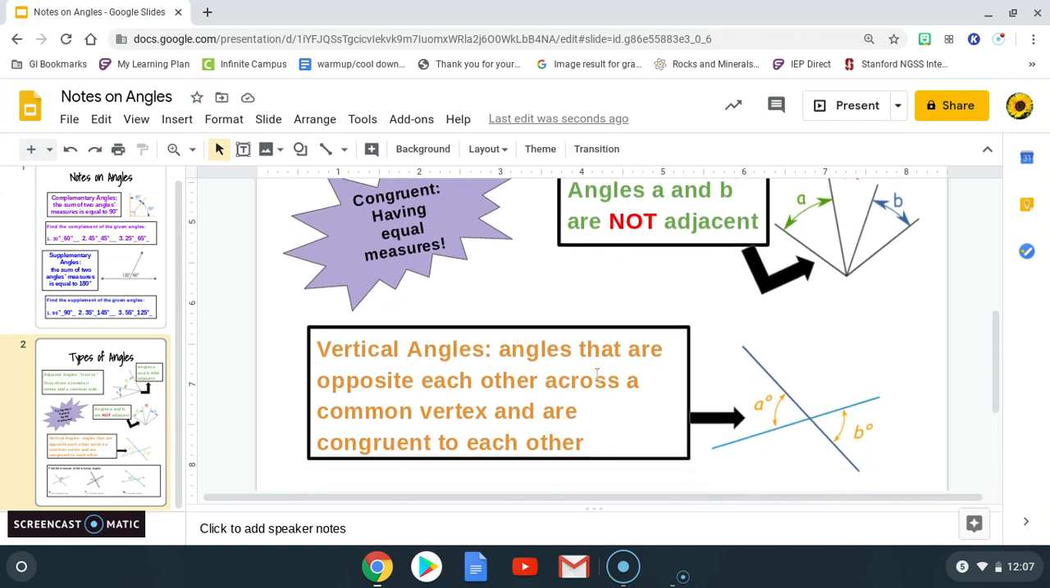Vertical angles are angles that are opposite each other across a common vertex and are congruent. So again, those are a lot of words. Vertical, if you look, you can make a little bow tie with them because they're right across. If you colored it in, it would look like a little bow tie. But they're right across from each other. They share this point, and they measure the same. So if there's any type of x, the angle across from it is going to equal the same thing.